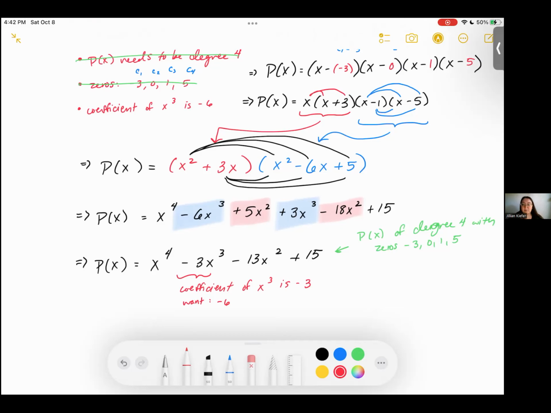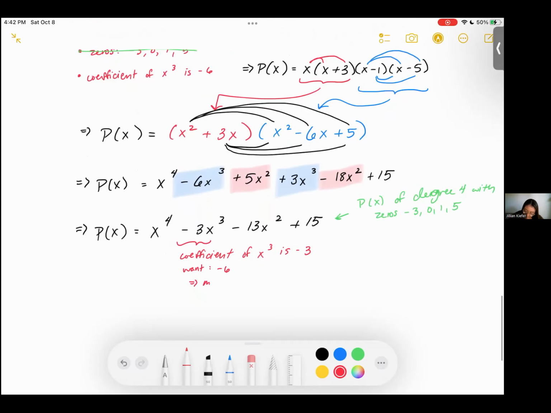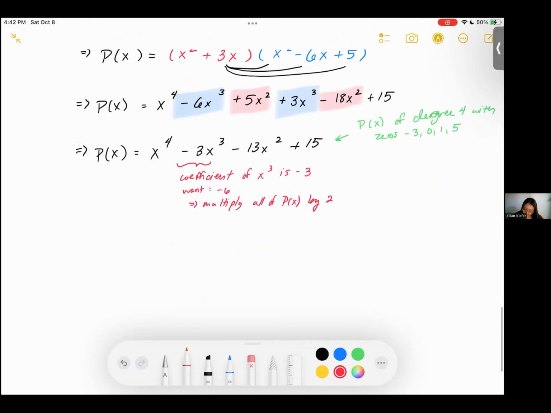So the coefficient of x cubed is negative 3. We want it to be negative 6. So we'll multiply all of p of x by 2 to make this happen. So scoot a little bit down more here. So we've got p of x is equal to 2 times x to the power of 4 minus 3x cubed minus 13x squared plus 15.